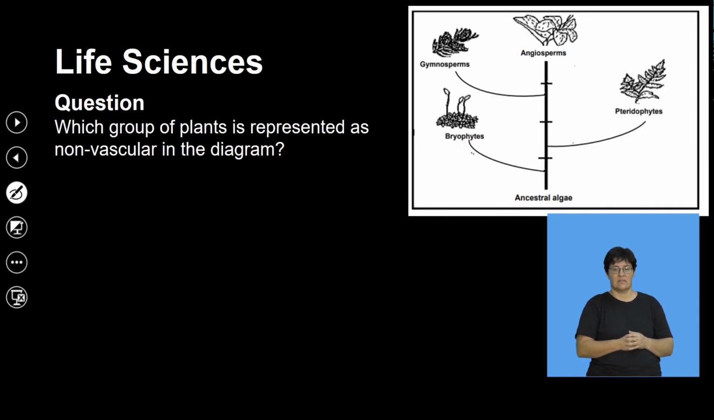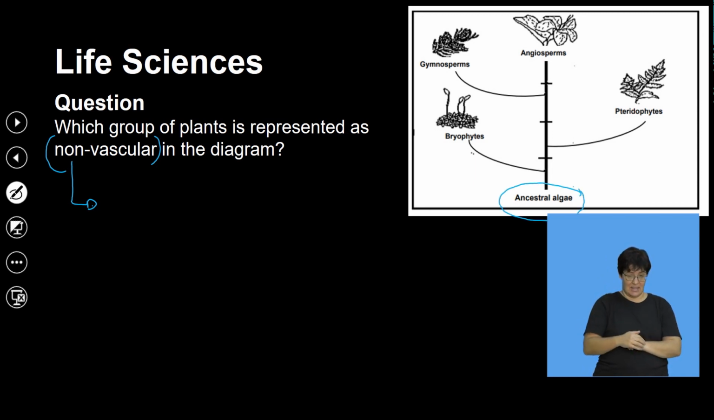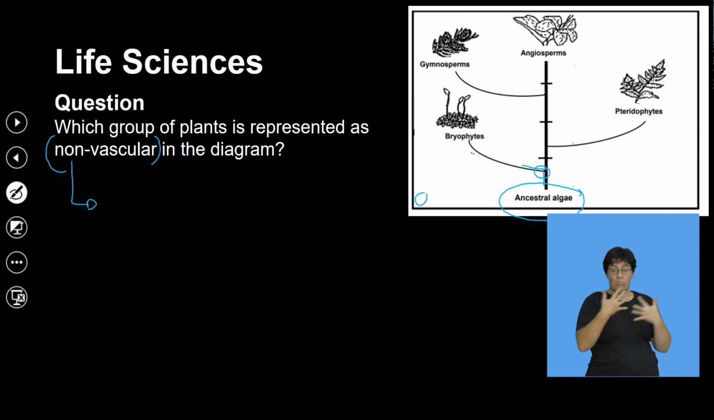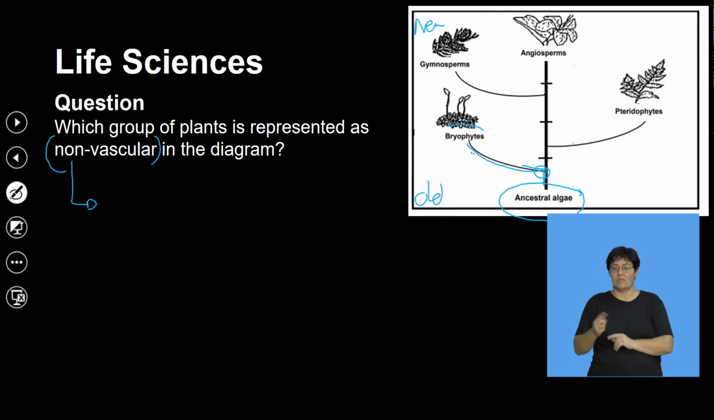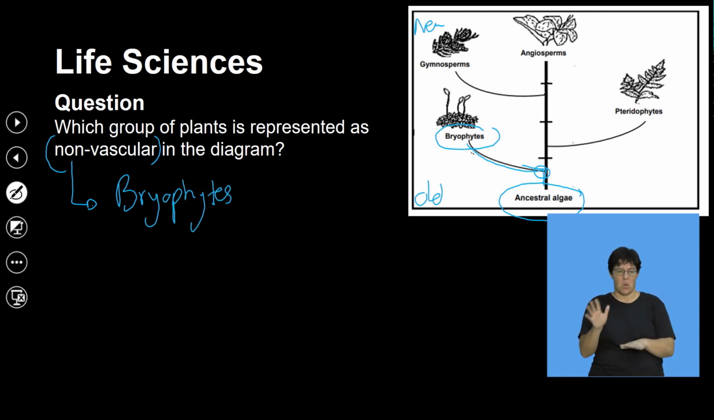Okay, so guys, it says here, which group of plants is represented by non-vascular? The only group that is non-vascular, if you have a look here, this is my ancestral algae. So the non-vascular group would be the very oldest plant group. So if I look here, which one is the oldest? Because this is old and this is new. What branches are first? There we go, my Biodiversity. Okay, they're going to be the oldest.